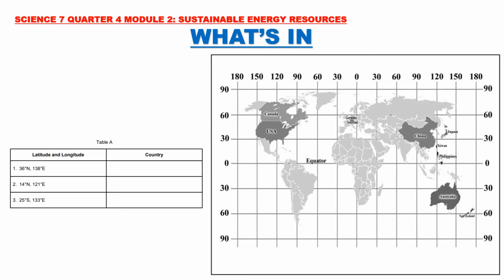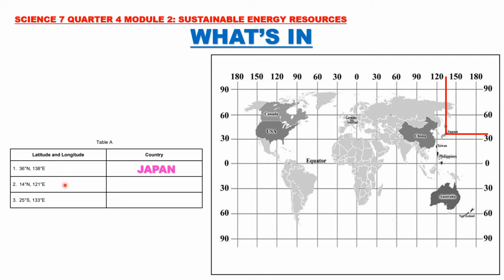Number 1. 36 degrees north and 138 degrees east. So, we are going to look for the lines of latitude in the northern hemisphere, 36 degrees north, and we are going to look for the line of longitude in the eastern part of the world map. So 138 degrees east. So look for the point of intersection, and we have the country of Japan.